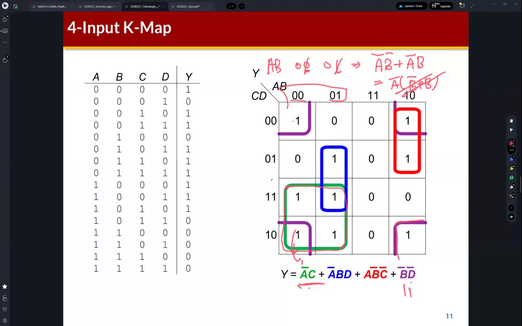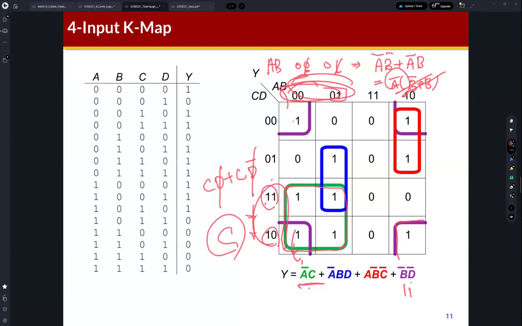Okay, and then how about this part? If you see this part, then CD is 1 1 and CD is 1 0. So it is the CD plus CD bar. So we can reduce D. So this is the C. So this is the A bar, and for this particular direction, this is C. So this becomes the A bar C, right? Understand? Okay.